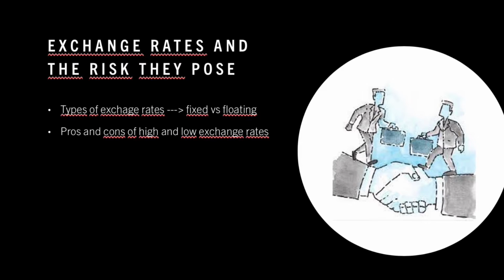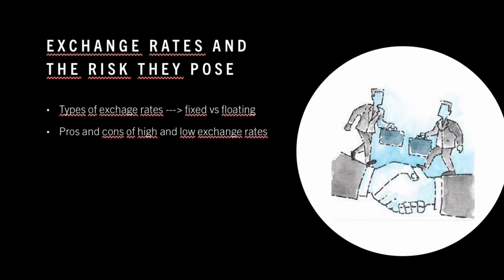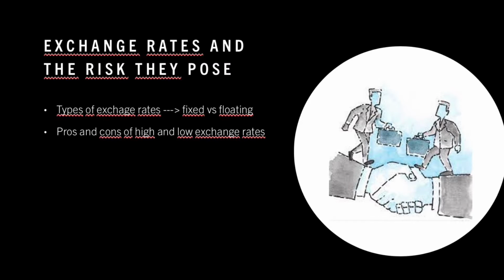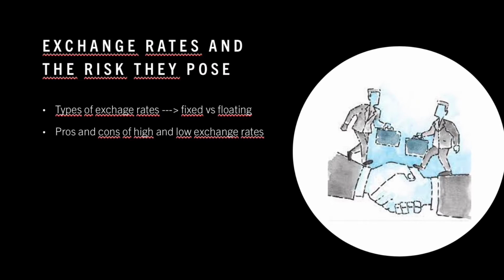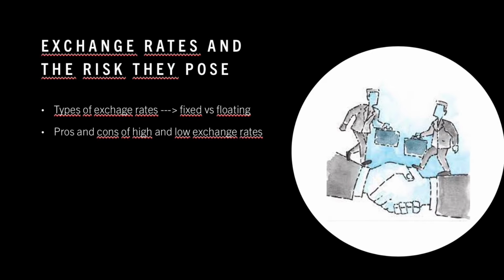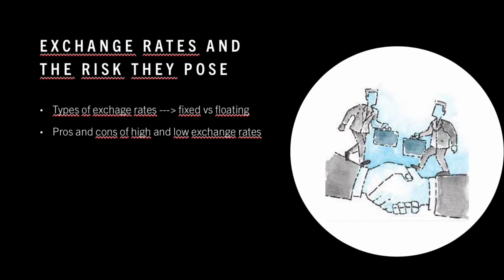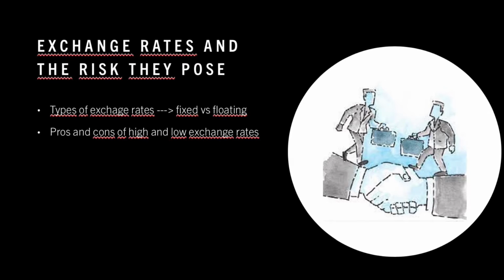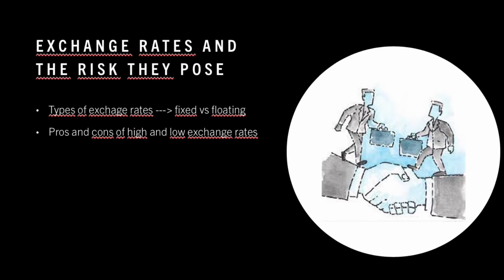A fixed exchange rate is one where the value of a currency is fixed or pegged to the value of another currency, whereas a floating exchange rate allows the value of the currency to be determined by the demand and supply of the currency on the foreign exchange market. This type of exchange rate regime is the one that takes place between the US dollar and the euro.